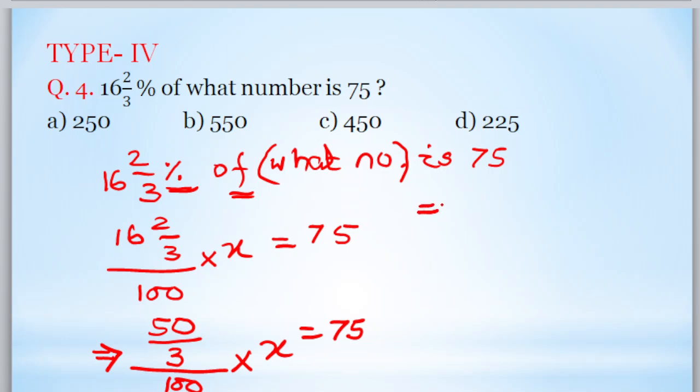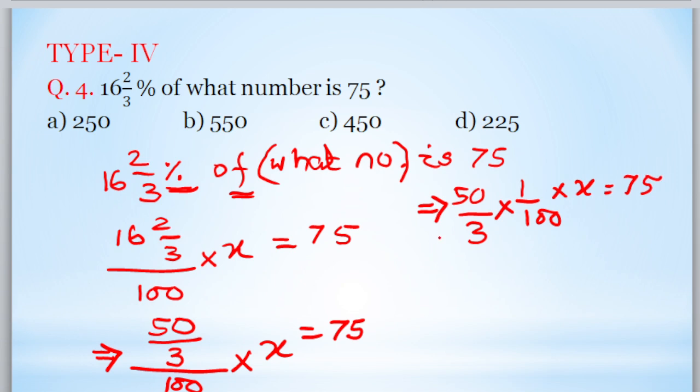Now this implies, now how does this 50 by 3 come? Here 16 into 3, that is 48, plus 2, that is 50. Here in the denominator, that is 3, so that means it is 50 by 3. Now it is 50 by 3 into 1 by 100, because here 100 means 100 by 1, into x, so that is equal to 75.